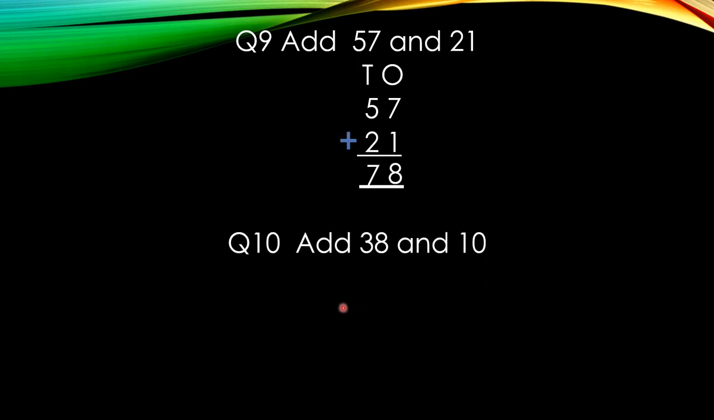Now question number 10, add 38 and 10. So first of all we will write places, then 38, 10, plus sign. Now beta 8 plus 0, same number we will get 8. 3 plus 1, next number 4. Clear?